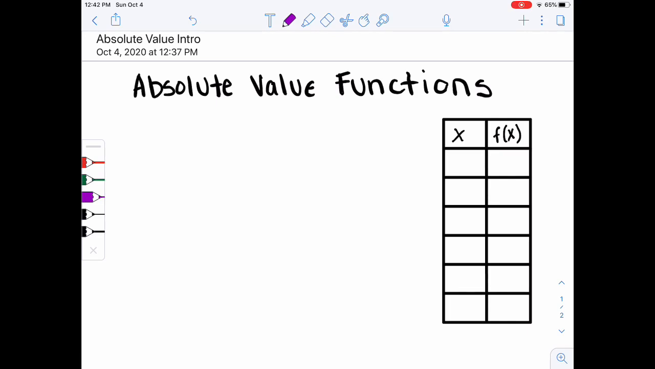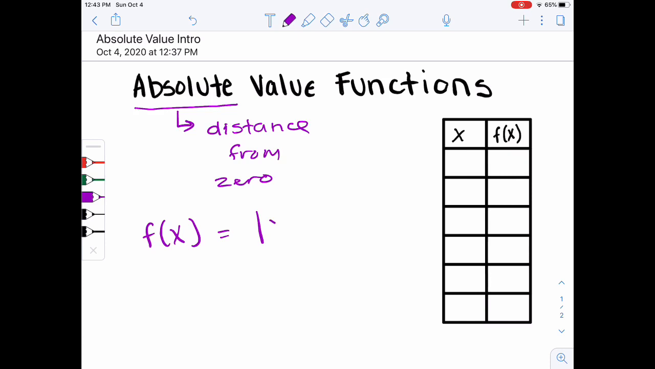Let's learn about absolute value functions. Absolute value functions are simply the distance from zero. The parent function of an absolute value function looks like this. These bars that you see right here simply mean how far away from zero is x, or what is x's distance from zero. So let's fill out a table.